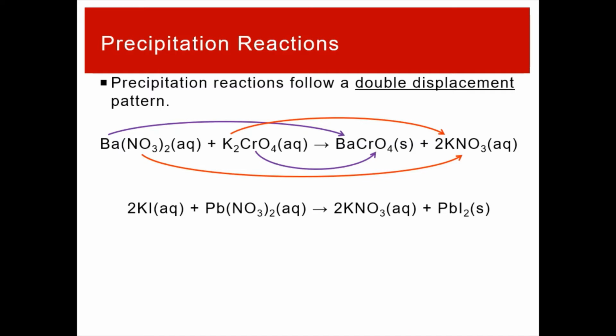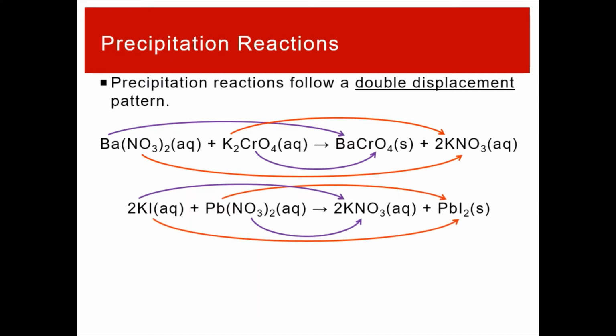So you can do this double displacement pattern. Same thing happens with the potassium iodide and lead(II) nitrate. The potassium and the nitrate can pair up, and then the lead(II) and the iodide can also pair up. It is all about swapping partners. That is the double displacement pattern.